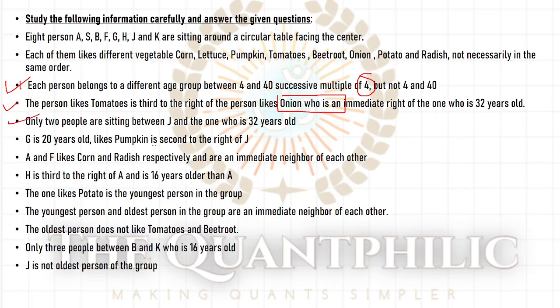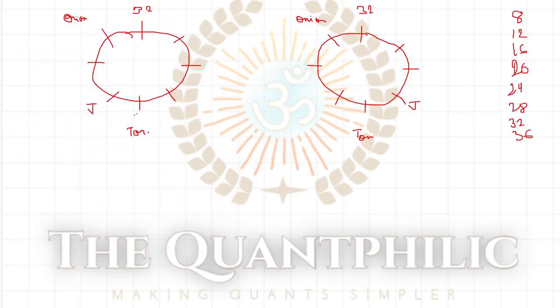G is 20 years old, likes pumpkin, is second to the right of J. J is right over here, first to the right, second to the right. So G will be right over here and will be 20, and he or she will like pumpkin. G 20, pumpkin.